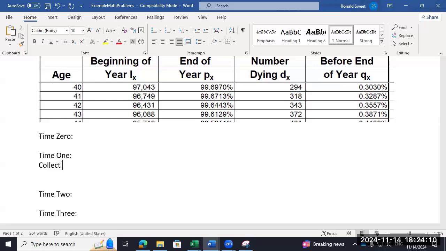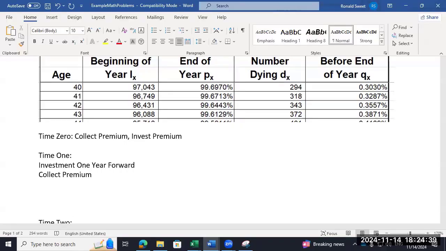So you collect the premium. Even before that, what happens at time 0? You collect the premium, right? What do you do with the premium? Invest the premium. And then nothing else happens at time 0. What happens the first thing at time 1? Investment. 1 year forward. Collect your premium. What happens after you collect your premium? Before you can invest, you got to pay out something. What are you going to do there?